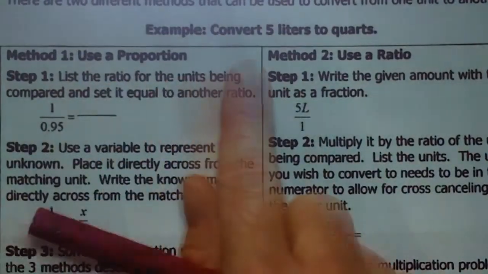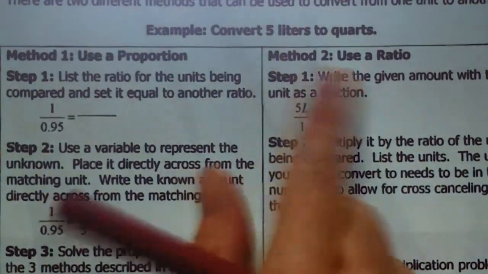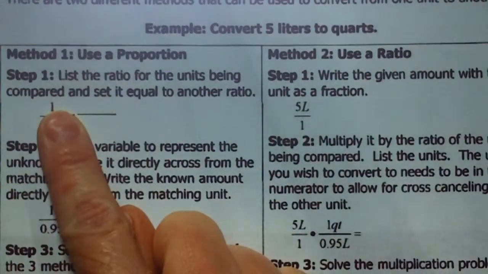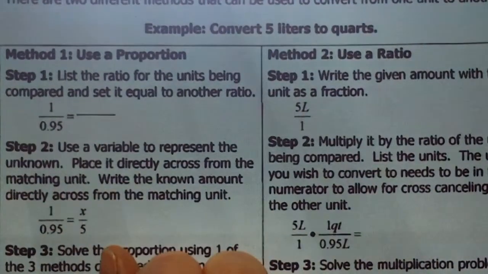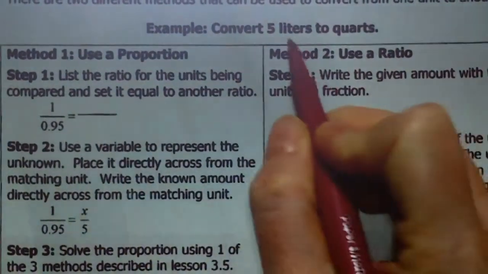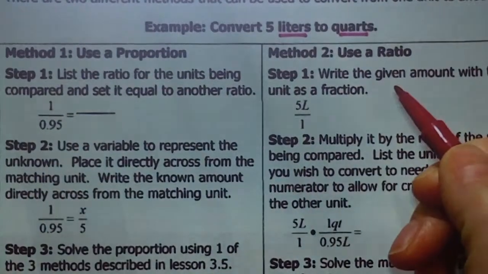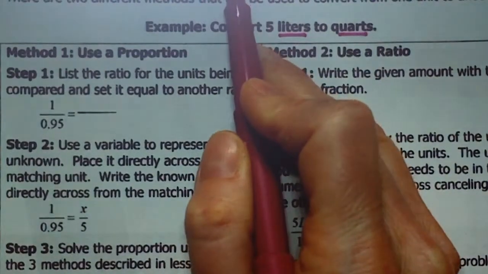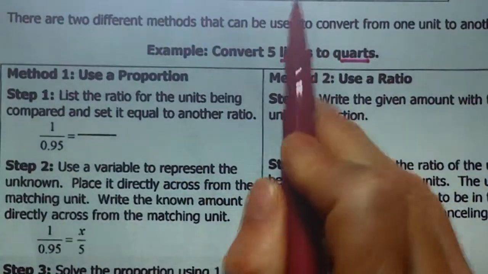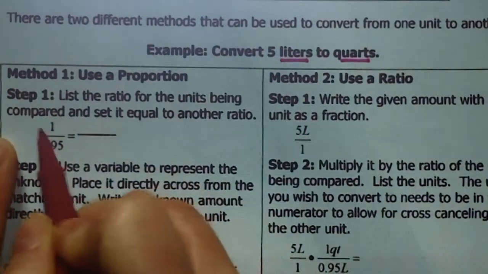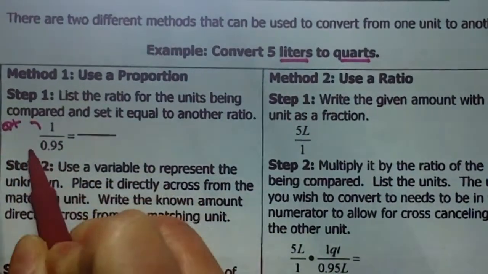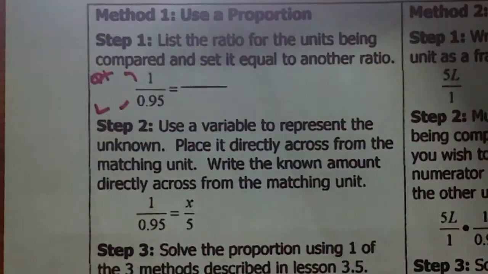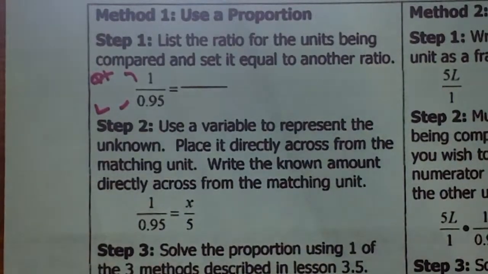If we wanted to use a proportion to convert 5 liters into quarts, step 1, we list the ratio for the units being compared and set it equal to another ratio. When you compare liters to quarts, the chart says that 1 quart equals 0.95 of a liter. So in my proportion, I have quarts and liters, 1 per 0.95. Those conversion charts are right up top to help you.